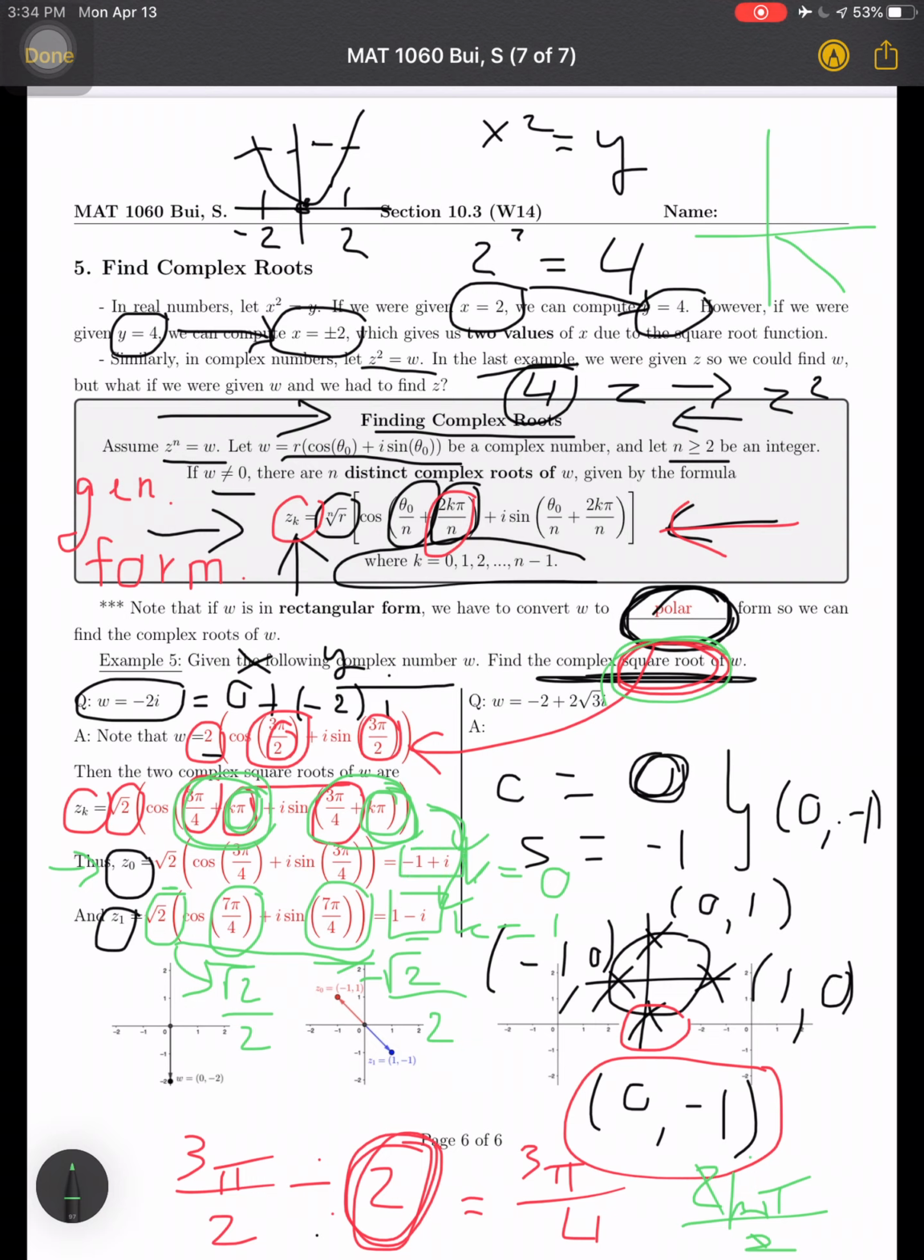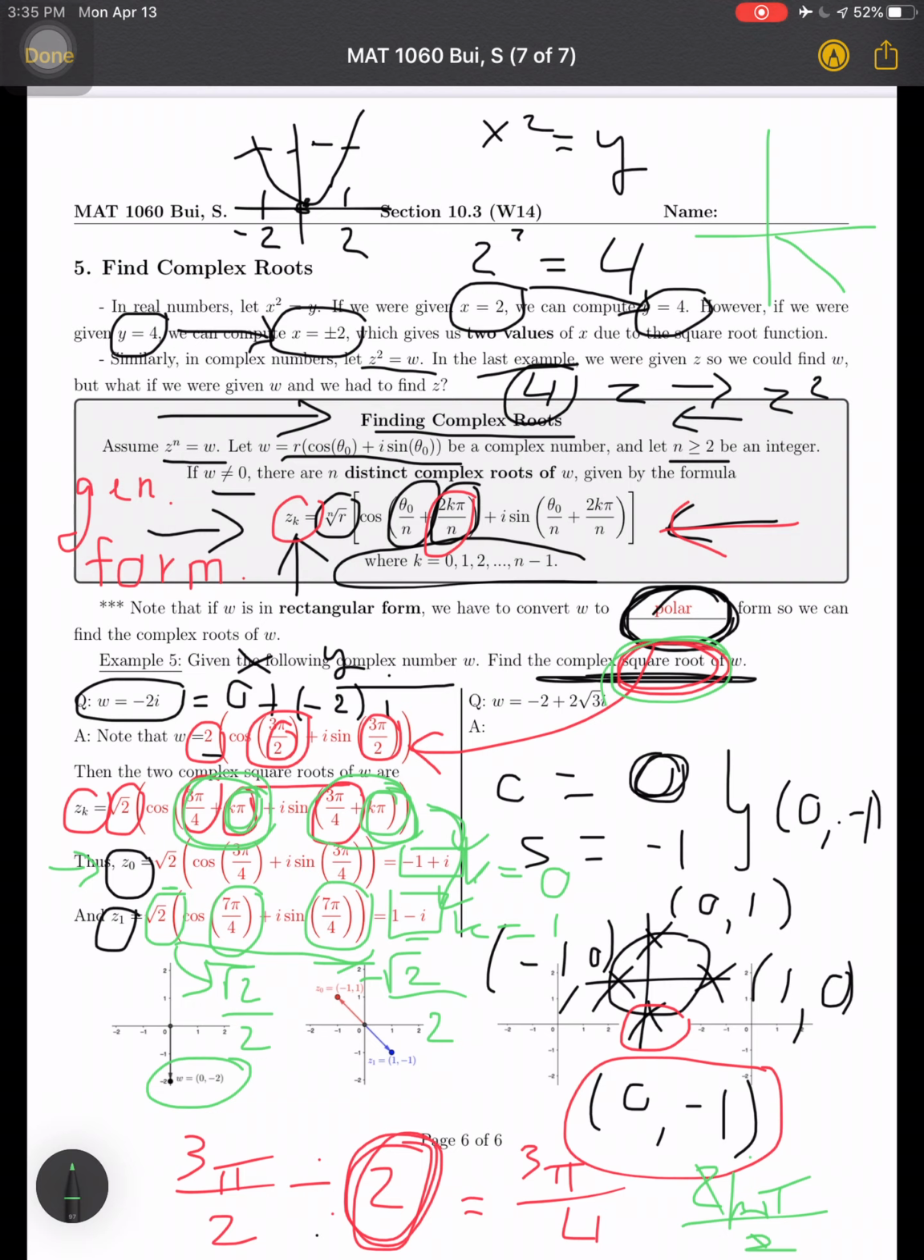And this one also. So in the end, we're going to have two complex square roots in here, where Z0 equals negative 1 plus i, and Z1 equals 1 minus i. Okay, so to accompany your understanding of this problem, I have two pictures in here. The first one, I draw my W. So again, the x part in here is 0 because it doesn't have any real part, and the y part is negative 2 because it's attached to the i for the imaginary part. So the coordinate of it would be (0, -2). That's the easy part, right?